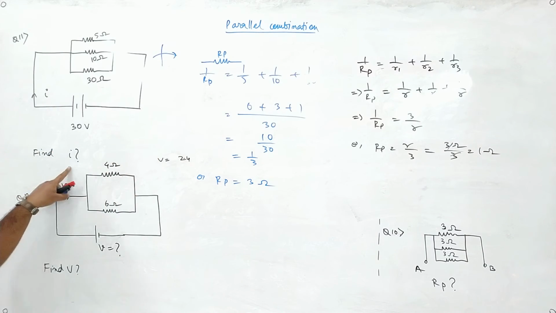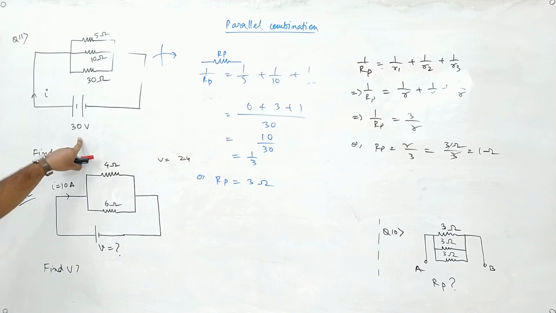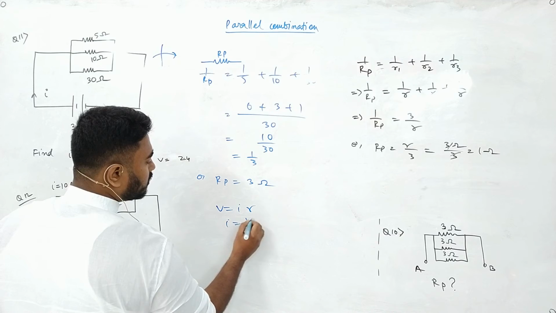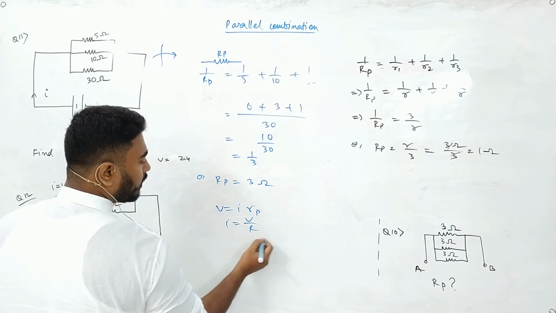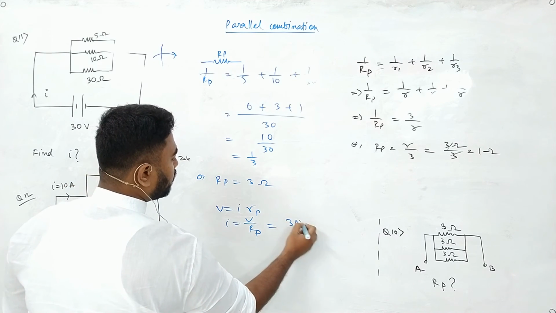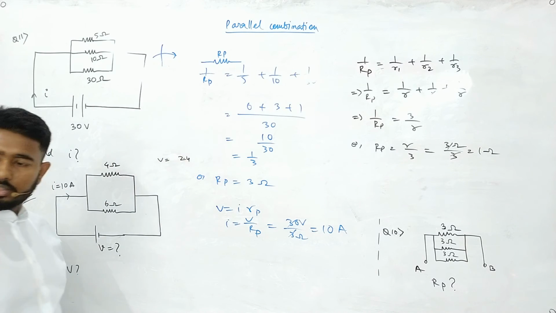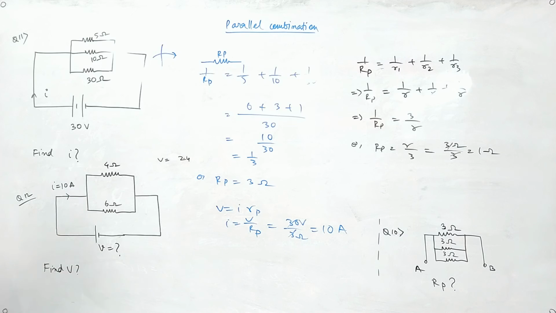Now they have told us to find out the current. Voltage is 30 volt. So we know V equals IR, or I equals V by R parallel, right? So V is 30 volt by 3 ohm, that is 10 ampere. Is that clear? Okay, let us do this next question.